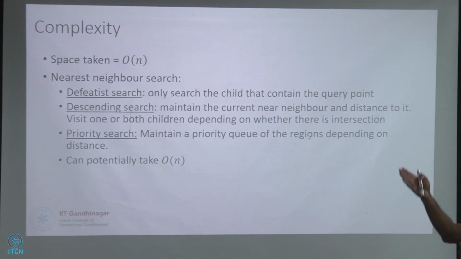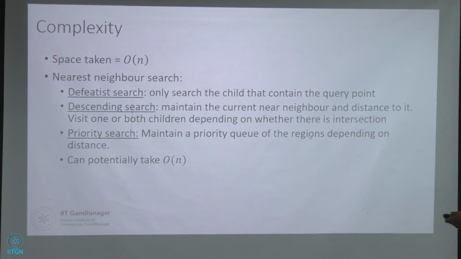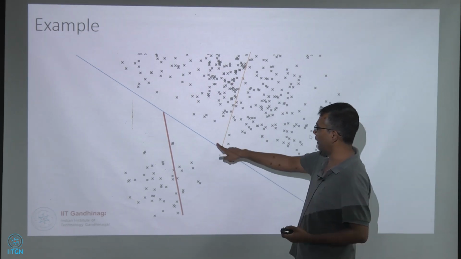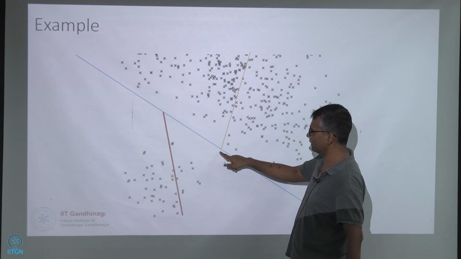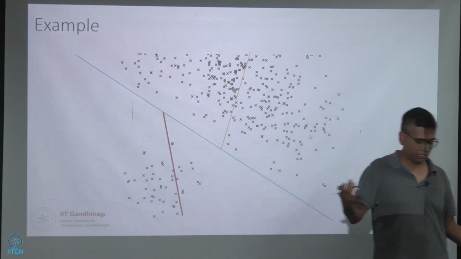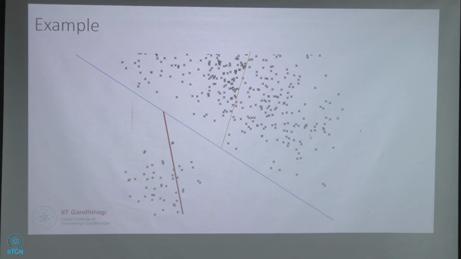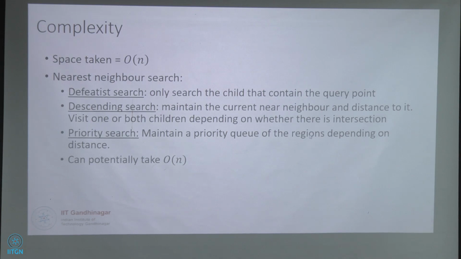That I mean, if I had a partition, right? See, the problem is that when I'm doing the partition, if the query lies here, right? Then if I'm doing defeatist, then I'm only going to the left, but the nearest neighbor could be on the right. That is basically the problem, right? So therefore, I have to do some kind of backtracking. How you do the backtracking? There are different variations, right?